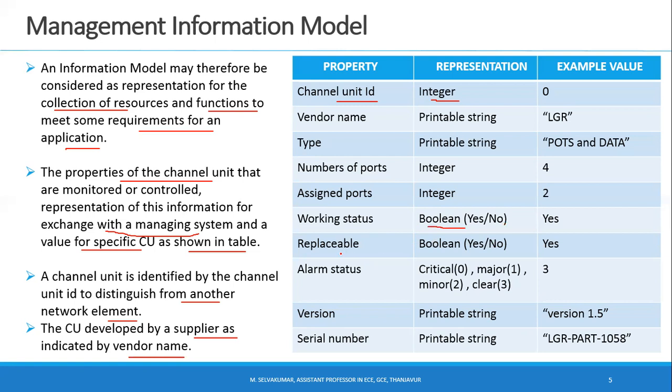Then whether the network element has to be replaced: two representations are there. One is Boolean, yes or no. If it is replaceable, yes. If it is not replaceable, no. The alarm status can be critical, minor, major, and clear. If the example value mentioned is 3, it is clear, so no alarm will be there. And the version of the network element and the serial number of the network element are given.